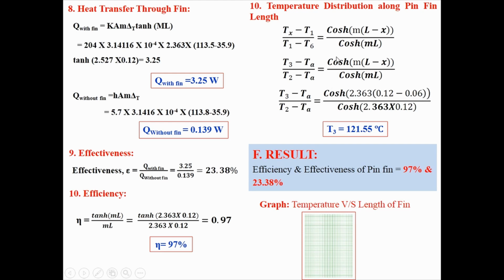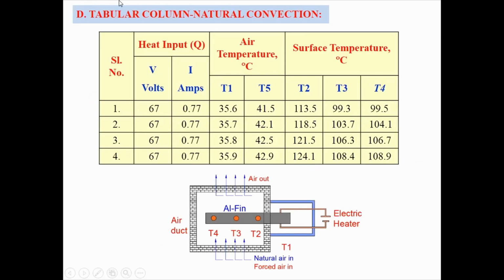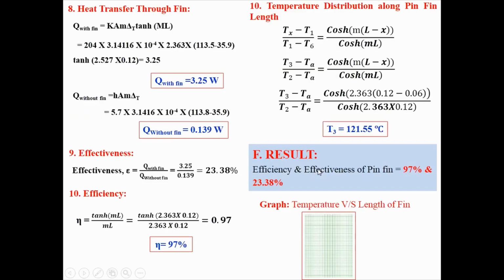So here I will substitute all the values in this equation. T3 minus TA divided by T2 minus TA is equal to cosh m(L minus x), where capital L represents the total length of the fin. At what distance do you want the temperature? I want the temperature at 0.06 meter. From the tabular column, you already know TA and T2. Substitute, and you will get the temperature at point 3, that is T3 equal to 121.55 degrees Celsius. This is the temperature at the center of the fin.